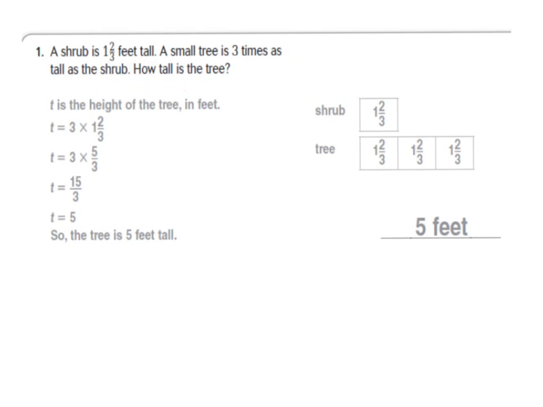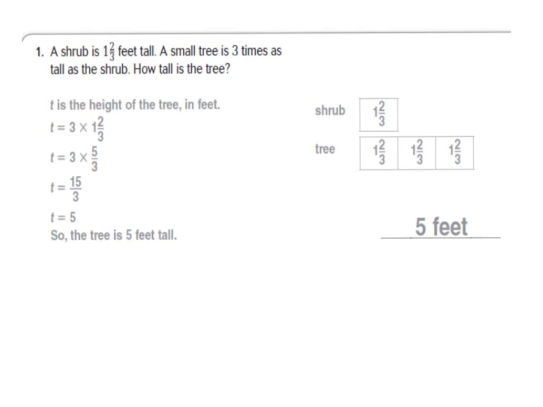So we are comparing the height of the shrub and the height of the tree. So we're going to use a comparison problem to find out how tall the tree is. Well, we have our shrub and our tree. Our shrub they have is 1 2/3, and our tree is 3 times that much, which we have 1 2/3 3 times. So in order to find out what our tree is, they have a problem here. The problem is 3 times 1 2/3.